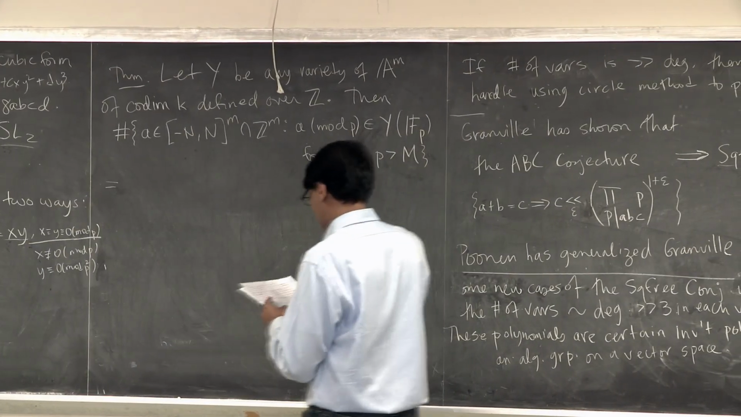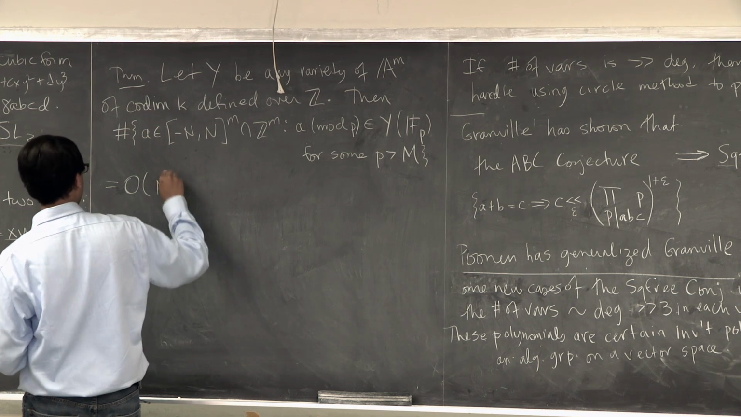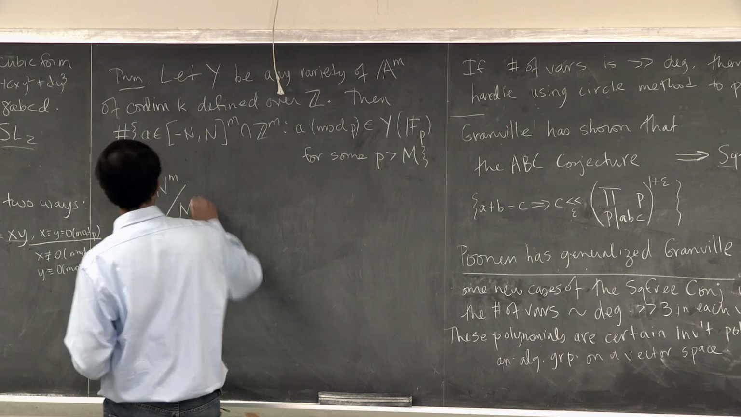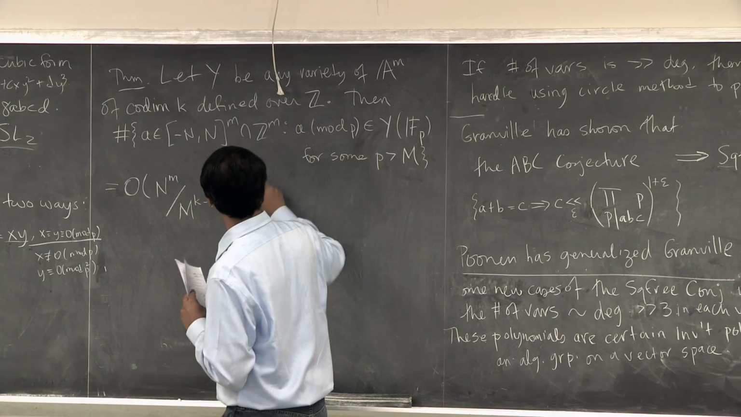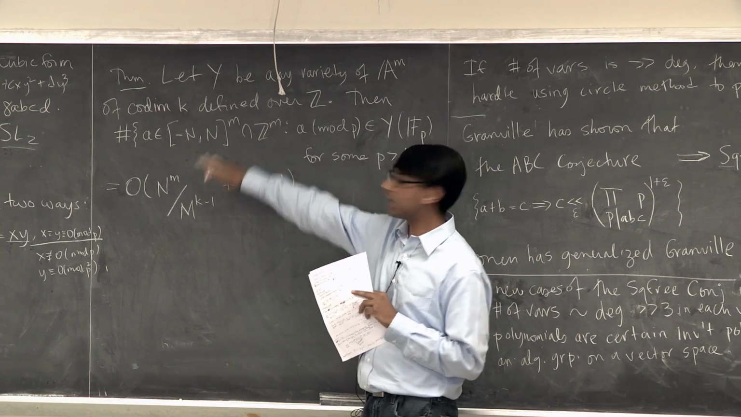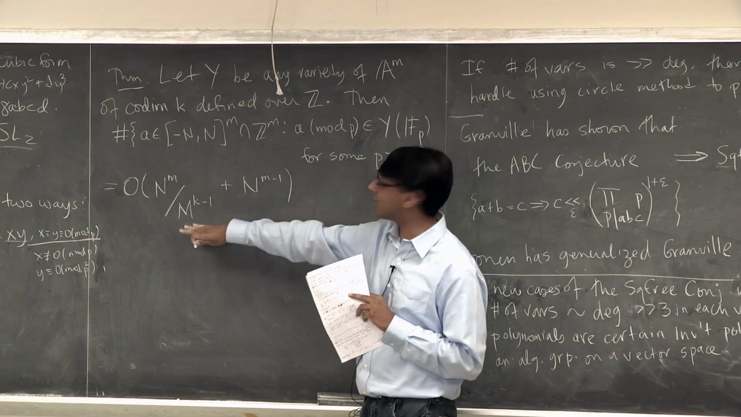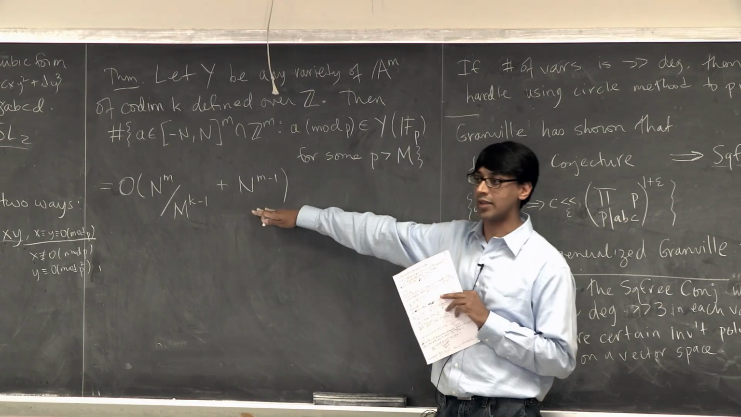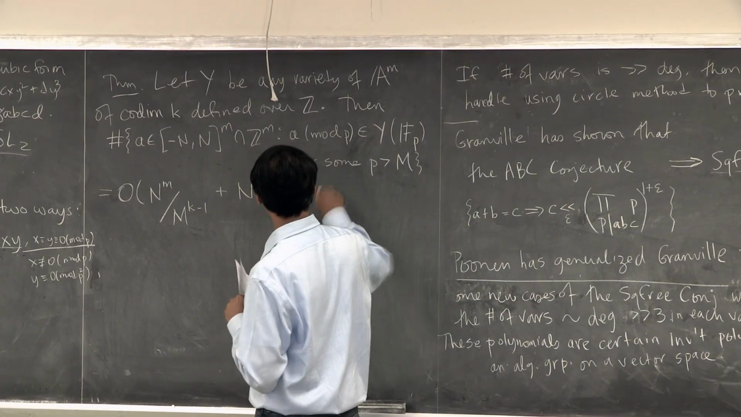Well, we have a good estimate for this. This is O of N to the m over M to the k minus 1, plus N to the m minus 1. So the total number of things in the box is N to the m. And we're saying we're getting a saving if M is big and k is at least 2. If the variety is at least codimension 2, this is always a saving. So this is a good estimate.